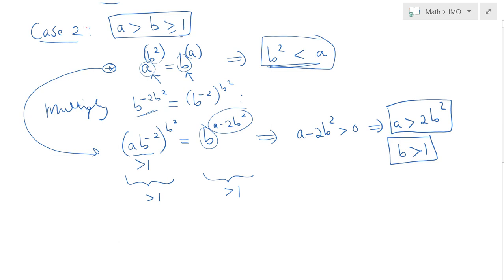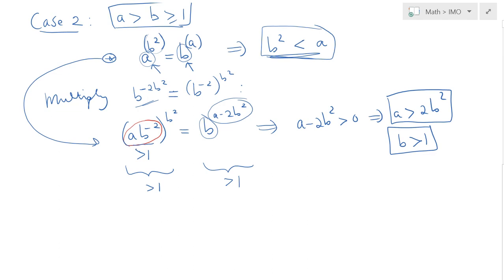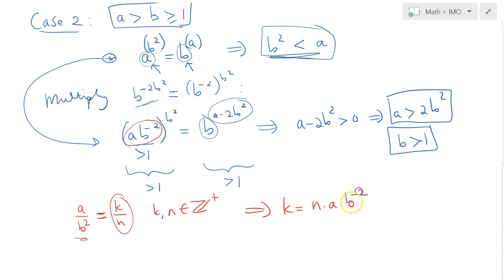Now let's do a little bit more. Consider the expression inside these brackets here. Let's express this a over b squared in its simplest term, as a simplest fraction k over n, where k and n are positive integers. So let this be the simplest fraction that represents a over b squared. So this would imply that k is equal to n times a times b to the power minus 2.